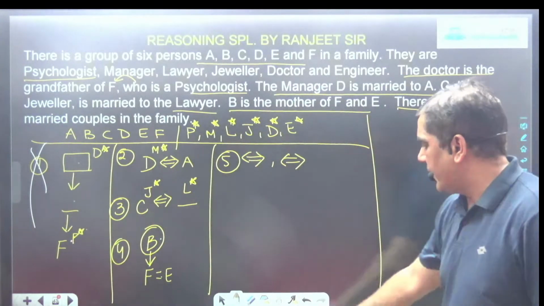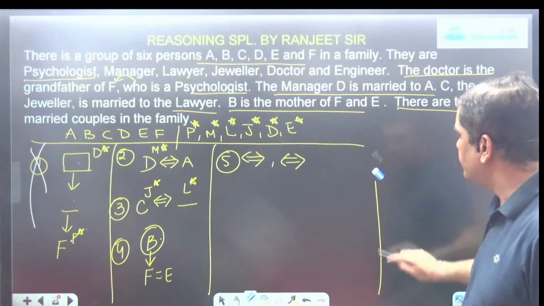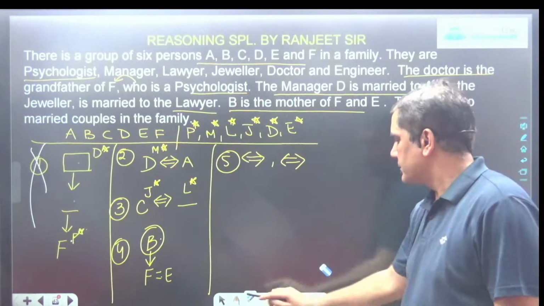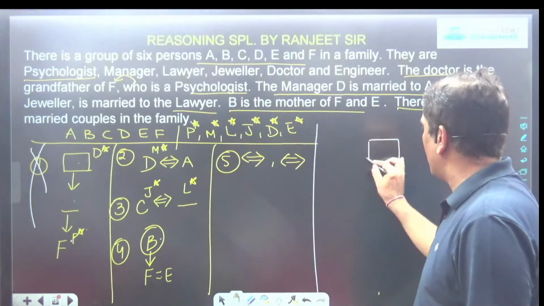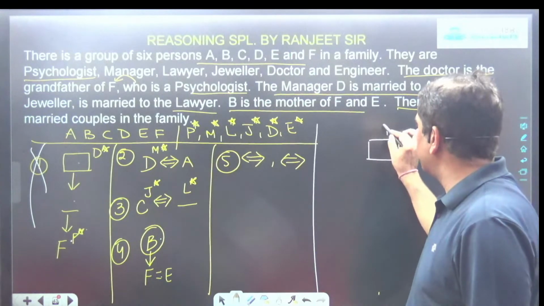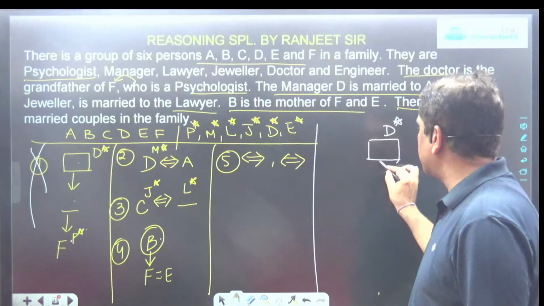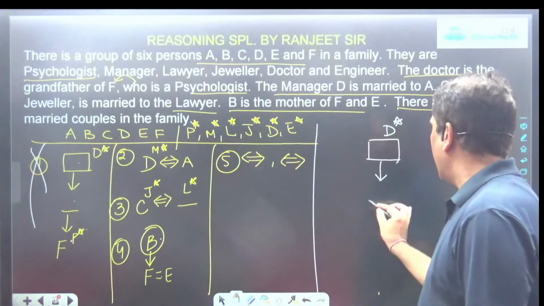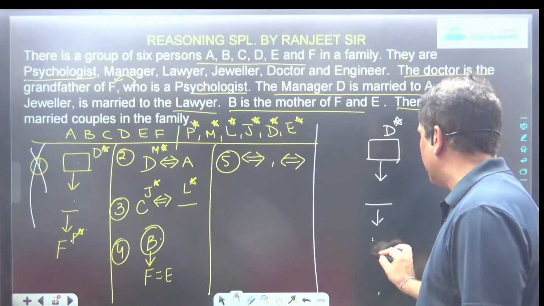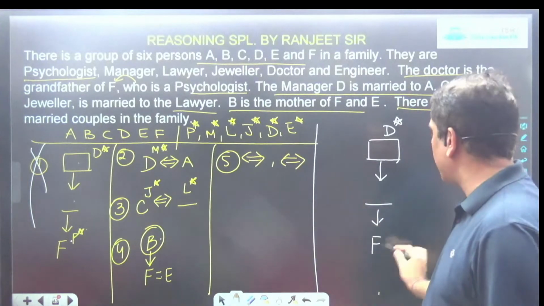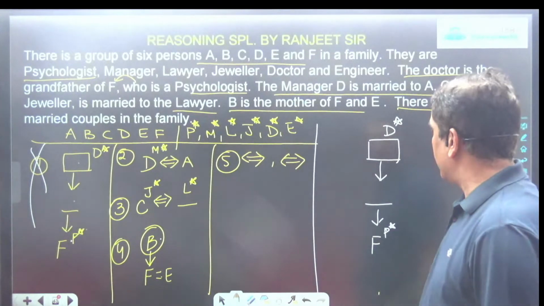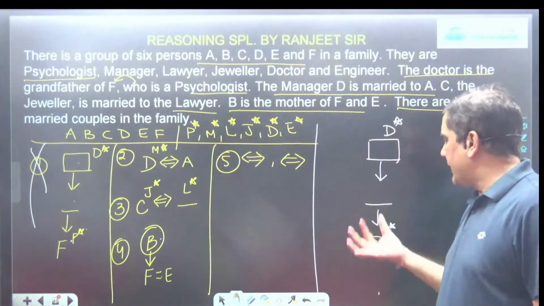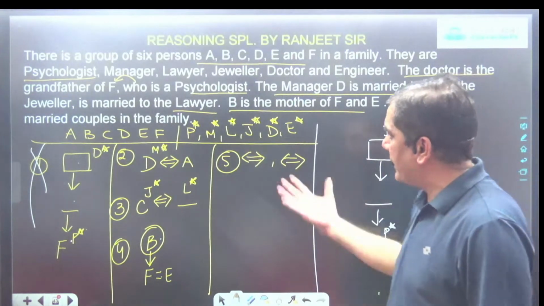So let's combine. I will say this is blank. I don't know who is going to come at this place. This is doctor. Just below is what? Blank. And just below is what? F. F is given to be what? Psychologist. Now here I have got blank and here I have got F. Let's start with F. Any statement having F?